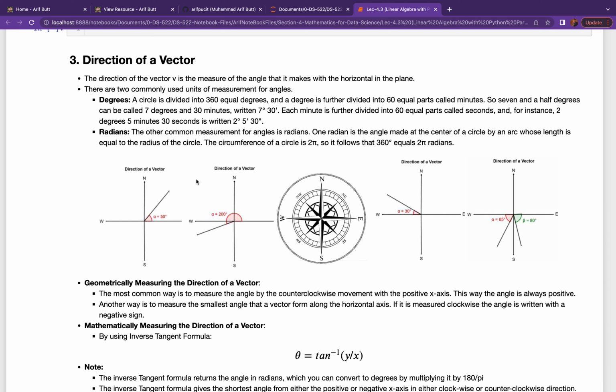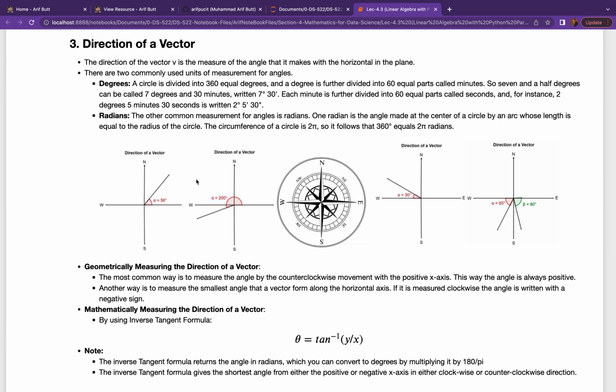So after understanding the magnitude of a vector, now it is time to see how we can calculate the direction of a vector. Well, the direction of a vector v is the measure of the angle that it makes with the horizontal axis in the plane. The two units of measurement of angles are degrees and radians. As you all know, a complete circle is divided into 360 equal degrees. Each degree can be further divided into 60 equal parts called minutes, and each minute can be further divided into 60 equal parts called seconds.